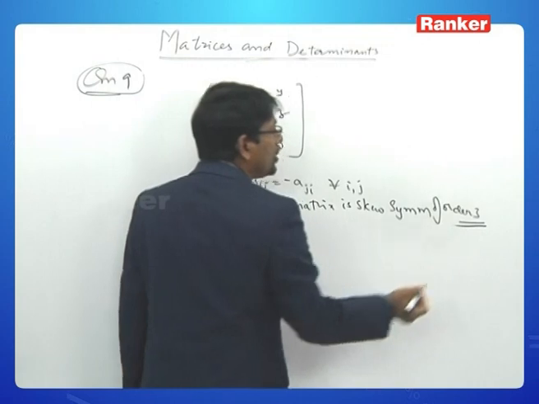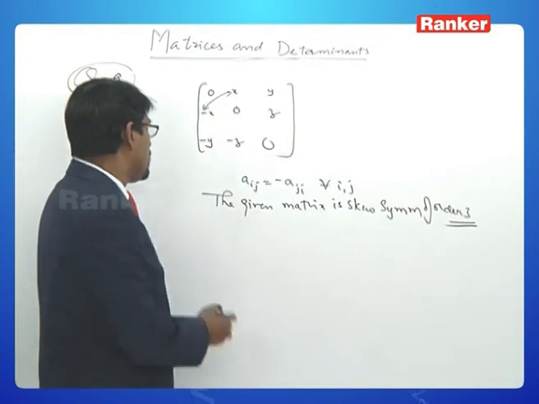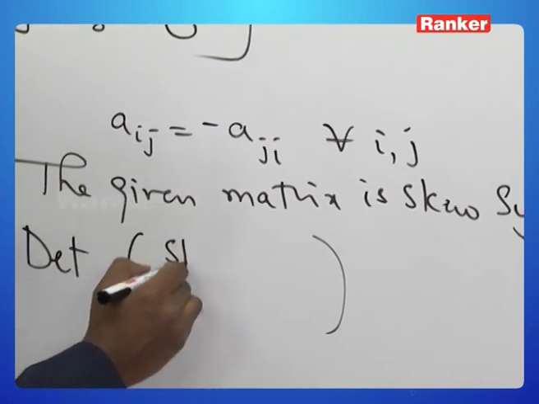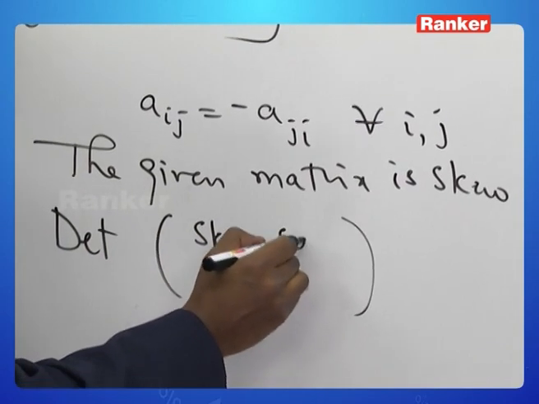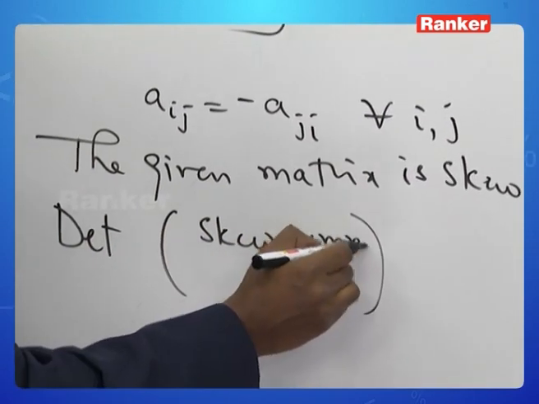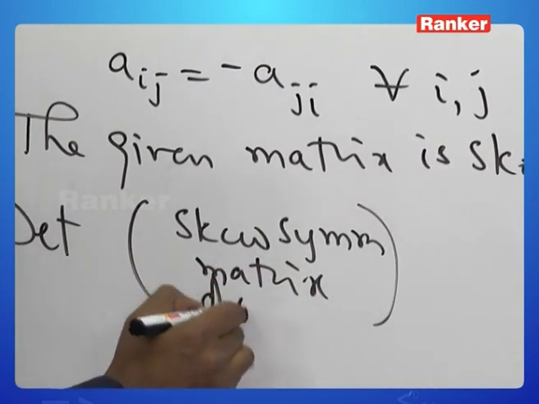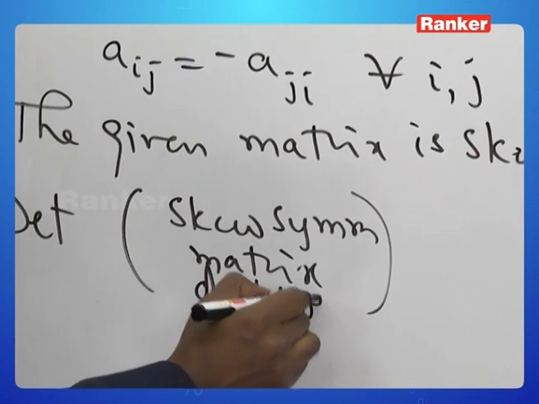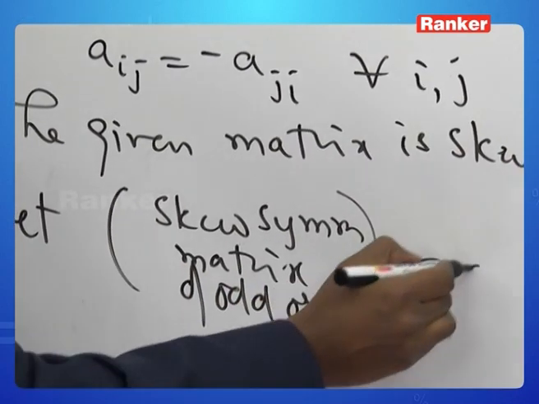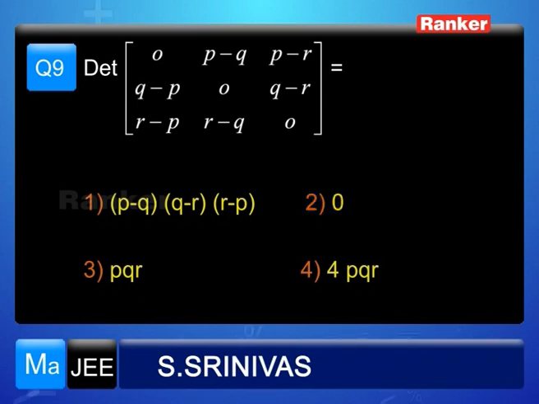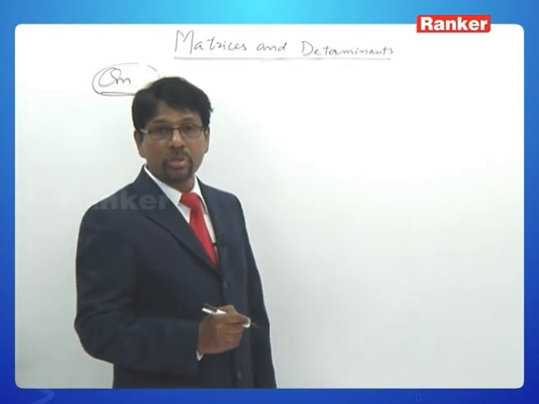Now 3 is an odd number. The determinant of a skew symmetric matrix of odd order is equal to 0, we know. So the right option is 2. Answer is 2. So let's move on to the next question.